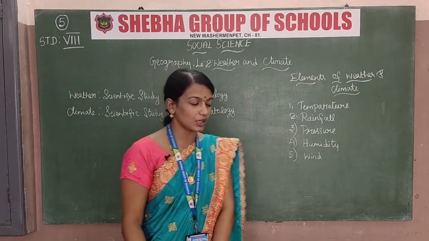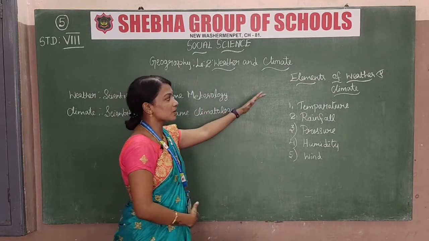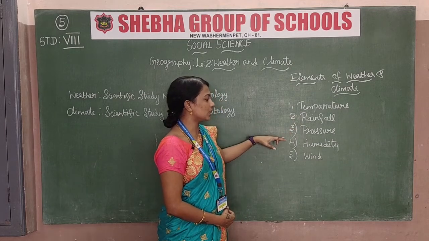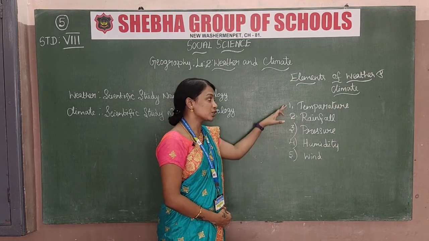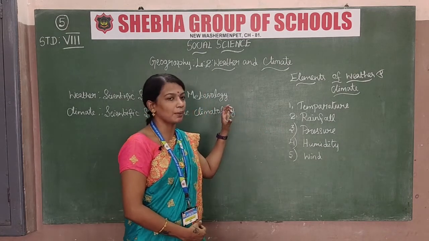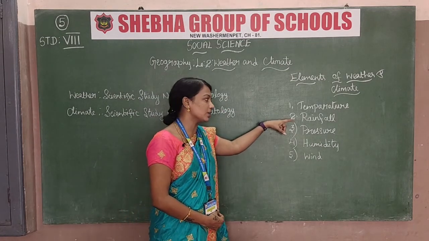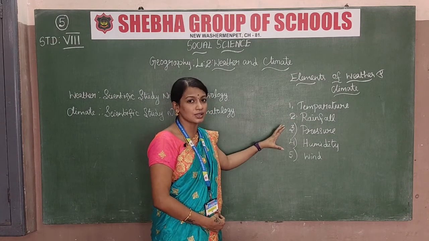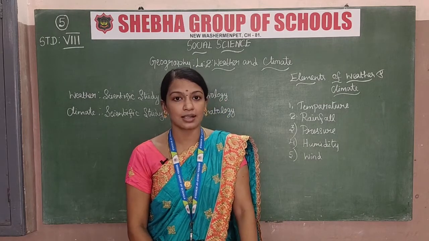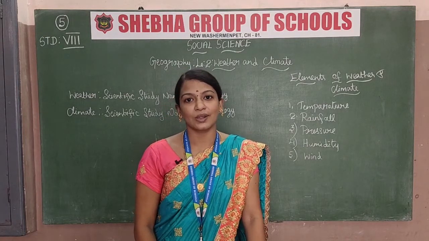Here first we saw the elements of weather and climate: temperature, rainfall, pressure, humidity and winds. I showed the measuring pictures for all of them: for temperature, and for rainfall I showed the rain gauge. Like this, I showed you the measuring pictures for everything. I hope you all understand this lesson, students. I will see you in the next class. Thank you.